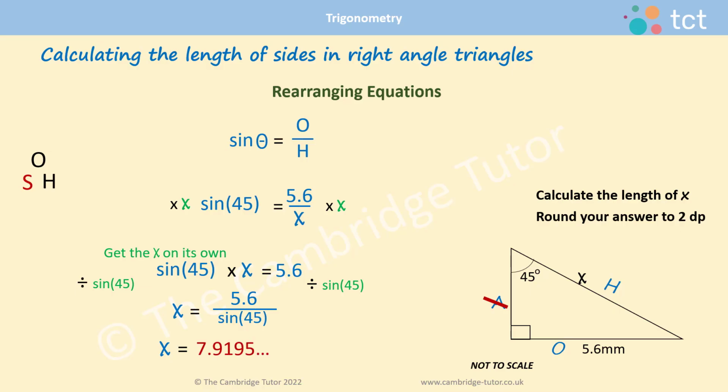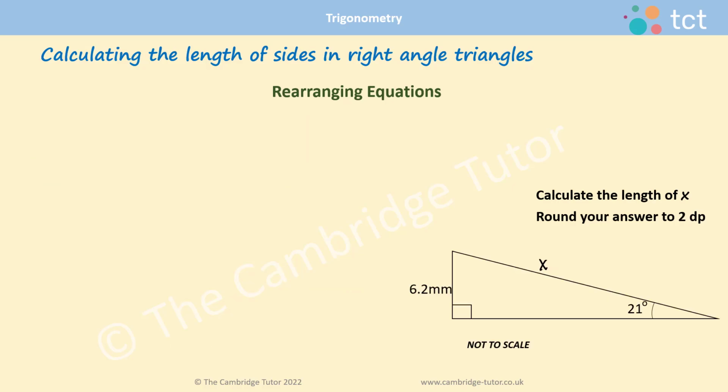7.9195. And just to catch you out, I've asked you to round your answer to 2 decimal places. So your answer will be 7.92 millimetres. And have a go at this one. Press play when you're ready.